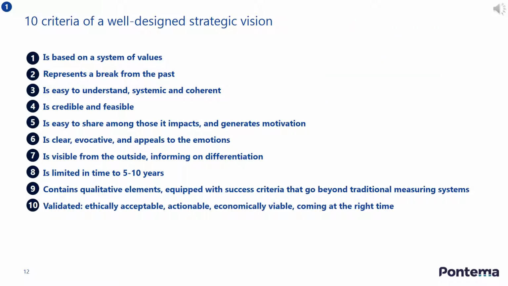Here are 10 criteria of a well-designed strategic vision. Check these against your own organisation's vision statement. A vision should be based on a system of values, represent a break from the past, and be easy to understand and coherent. It should be credible, easy to share amongst those it impacts, and generate motivation. The vision should be clear, evocative, and appeal to the emotions. Be visible to people outside the organisation, and be limited in time outlook to 5 to 10 years. As well as containing some qualitative elements, such as success criteria, it should be ethically acceptable, actionable, economically viable, and timely. In other words, come at the right time in the organization's evolution.